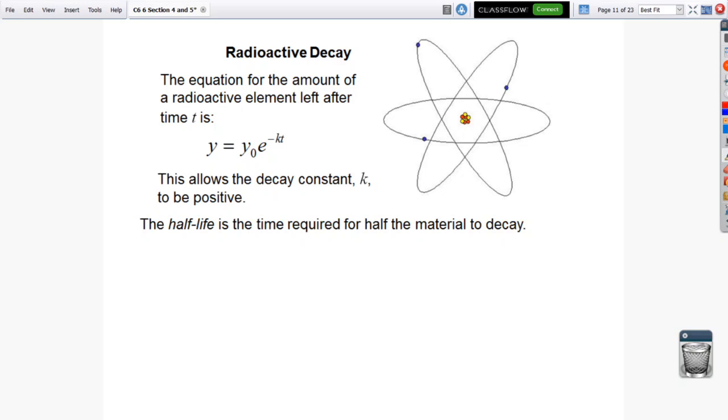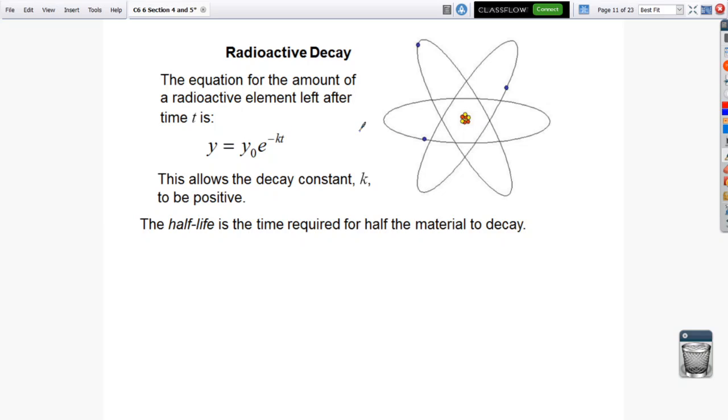In order to find the half-life, you use the radioactive decay formula, which we set up as y equals y naught e to the negative kt. Notice we use the negative in the formula right there so that we can make sure that k, our decay constant, is going to be positive. So it's still the decay constant, but we include the negativity in the formula.